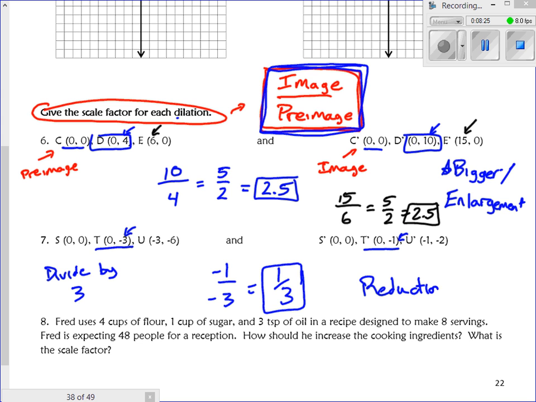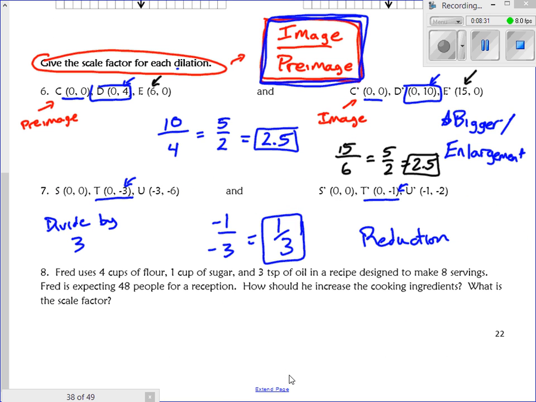Another practical application, if there are any cooks out there, to think about: let's say that it takes 4 cups of flour, 1 cup of sugar, 3 tablespoons of oil in this recipe for 8 people, but we've got to cook for 48. So in other words, 8 times 6 is 48. We need to take those 4 cups of flour, 1 cup of sugar, 3 tablespoons of oil, and multiply everything, make it 6 times bigger.